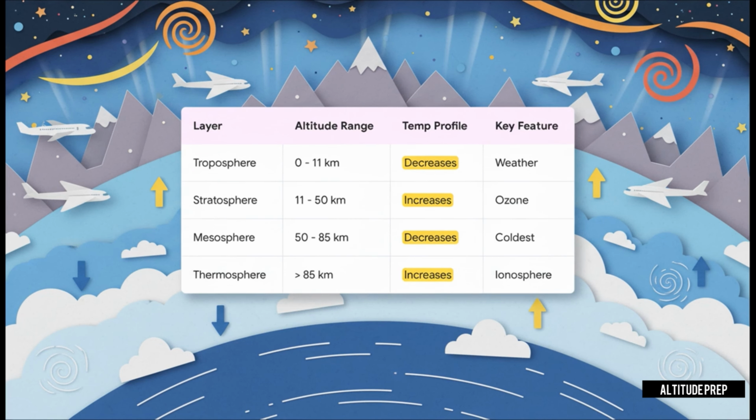The most important thing to burn into your memory here is the temperature profile. Just look at the pattern. Temperature decreases in the troposphere, increases in the stratosphere, decreases again in the mesosphere, and finally increases in the thermosphere. Down, up, down, up. If you can remember that pattern, you've got the layers down cold.